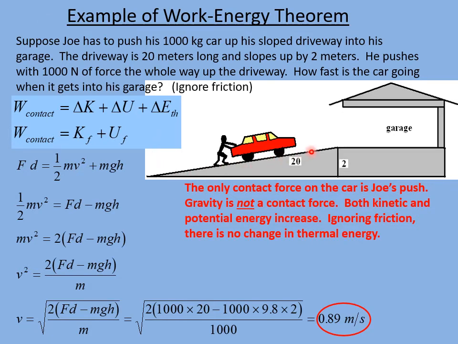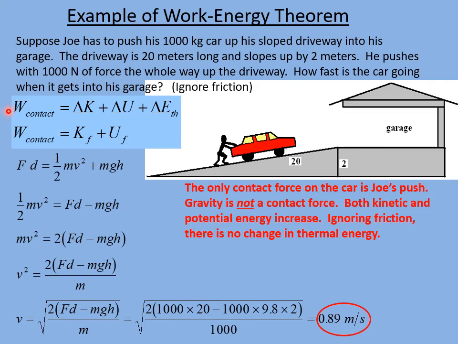Remember, Joe's pushing his car up a 20-meter long driveway. The height of the driveway is 2 meters. The car has a mass of 1,000 kilograms, and we're trying to figure out how fast the car goes when he gets up into the garage here. And we also know that he pushes with 1,000 newtons of force. So let's redo this problem now with the work-energy theorem for contact forces.